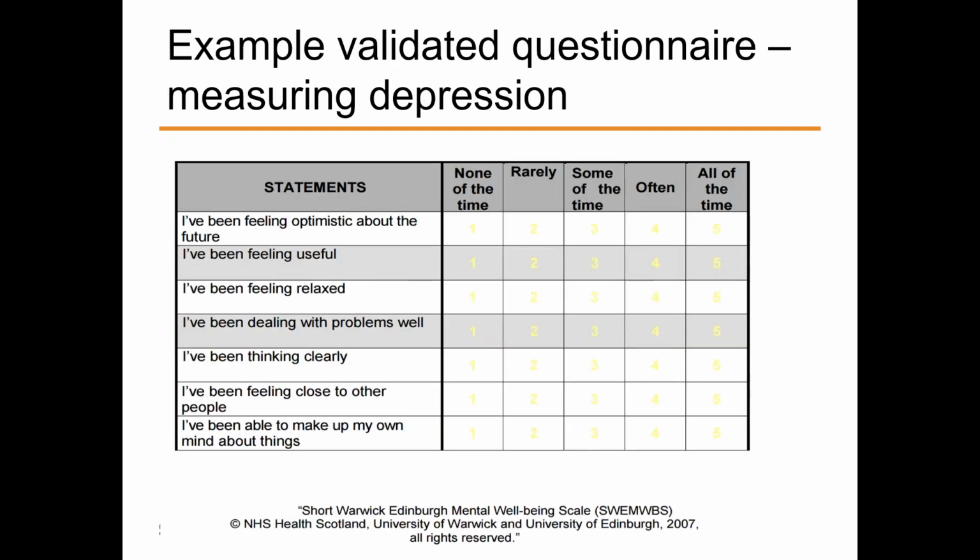Here's an example of a validated questionnaire. This is the Short Warwick and Edinburgh Mental Wellbeing Scale, or SWEMWEBS. This has 7 questions to understand positive mental health, or as an alternative, depression, if you like. So these are all validated options, ranging from 1 to 5, from none of the time to all of the time, asking a series of questions, or in this case statements, in order to be able to measure the amount of change that a person has experienced on this indicator, on this outcome being around depression or mental well-being.